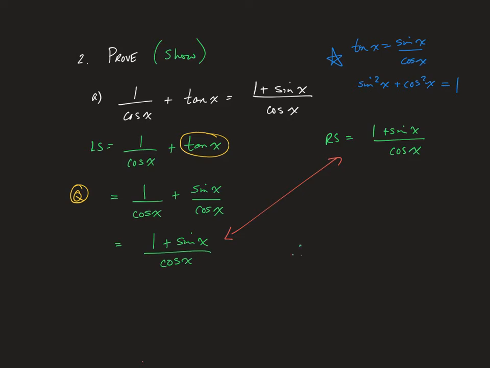Therefore, my left side equals my right side. I have proven it. There you go. That's proving a trig identity. Now, to be very honest with you, that's about as easy as they will ever come. So let's start to work to build up our instincts of what to try as we have to go through and prove.